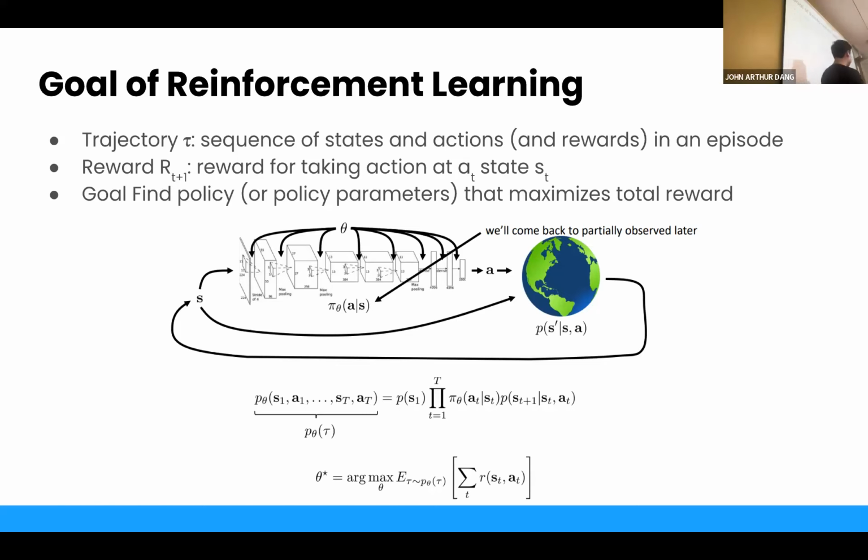If you think about what's happening in supervised learning, this is a very similar objective. In supervised learning, you also have this theta star as the argmax over theta, except you have an expectation over samples from your data set, so x, y sampled from your data set. And inside here is your loss, and you're minimizing your expected loss. That's the difference.